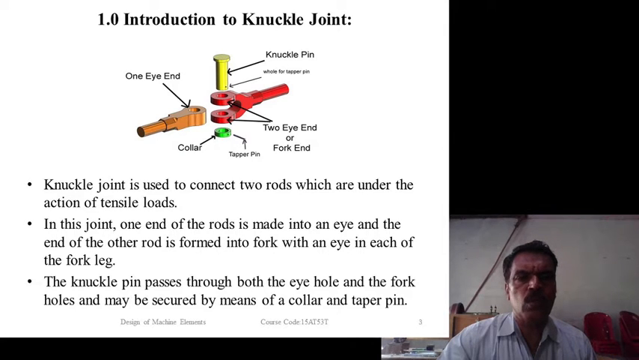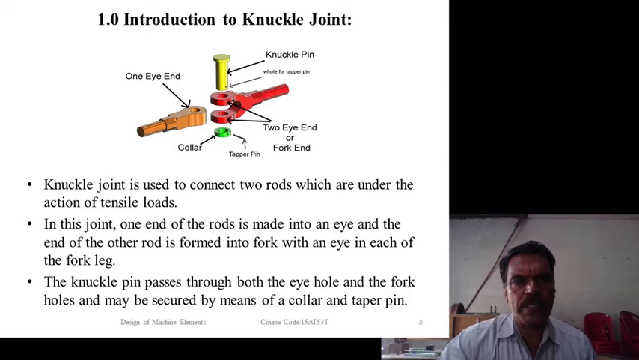So what I have discussed, the same thing. Here it consists of the one end eye and it consists of the two end eye, or sometimes it is also called as fork end. So it is having bores and this is also having bore, and this one end eye is going to be inserted into these two holes, and all these holes will match to each other or coincide to each other.